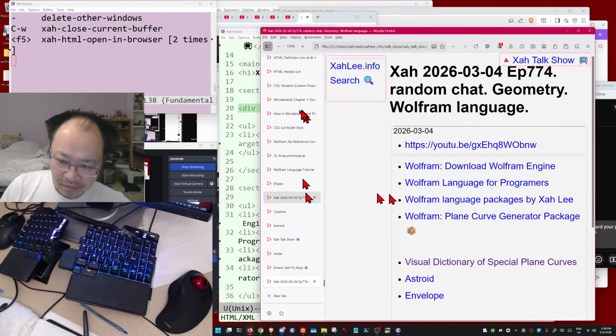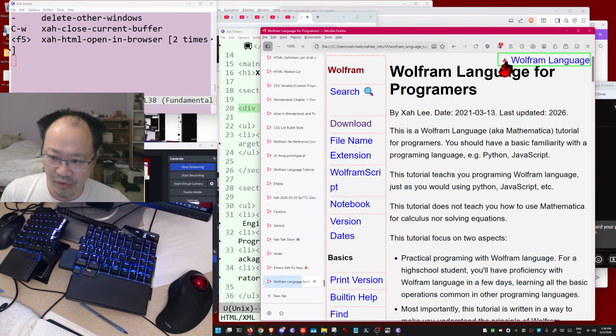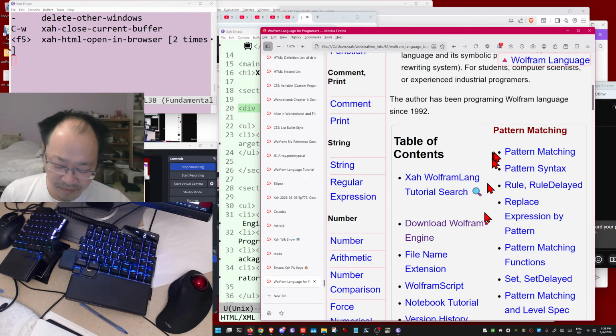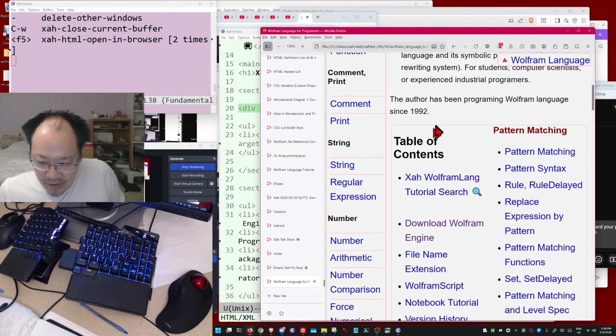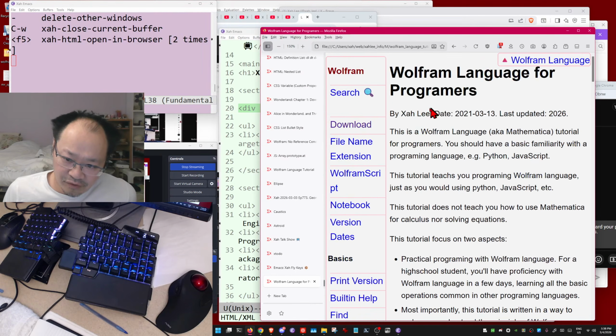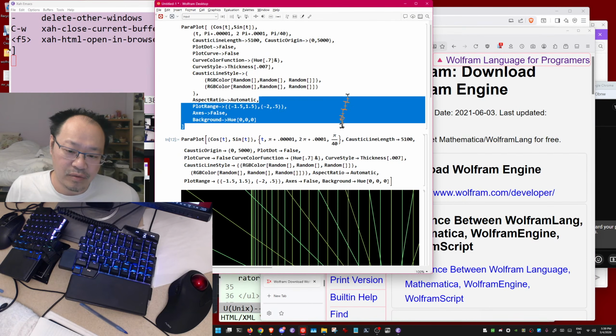Let's see. And Wolfram Language, I've introduced many times. Search for Xah Wolfram Language for programmers, xahlee.info, my name. You'll find it. Complete tutorial from the ground up for programmers. If you know Python or JavaScript, it's fantastic, and you can download it free since a few years ago. The most advanced programming language by a magnitude. Wolfram Language. So you can download, and that's what we're going to do.